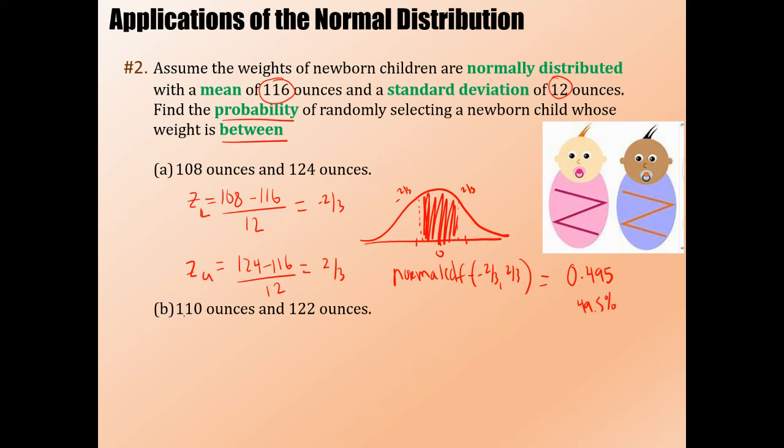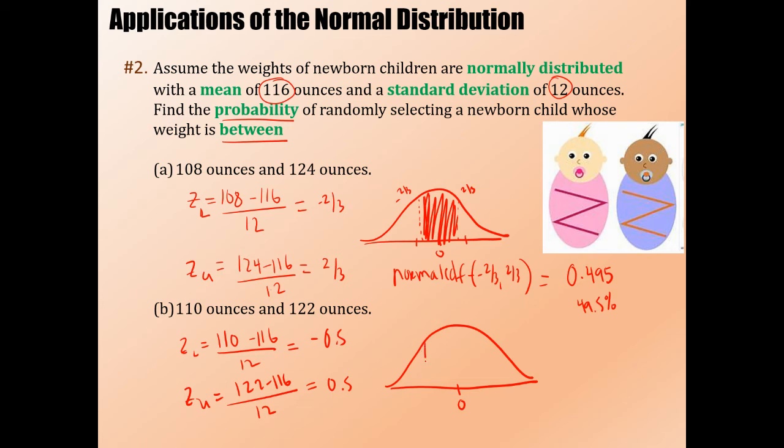What about 110 to 122? So 110 minus 116 over 12 is negative 0.5 or negative 1/2. And then the upper is 122 minus 116 over 12, which is 1/2, right? So sketch it.